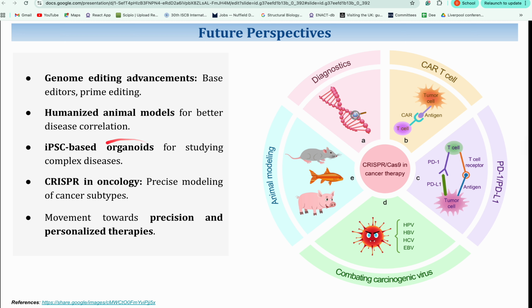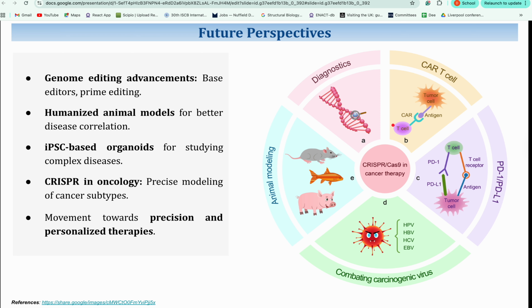iPSC-based organoids, which are the induced pluripotent stem cell-based organoids for studying complex diseases. So with the help of iPSCs, we can study the complex diseases. CRISPR in oncology: precise modeling of cancer subtypes can be done with the help of CRISPR. Movement towards precision and personalized therapies. So this is the current scope, what is going on.